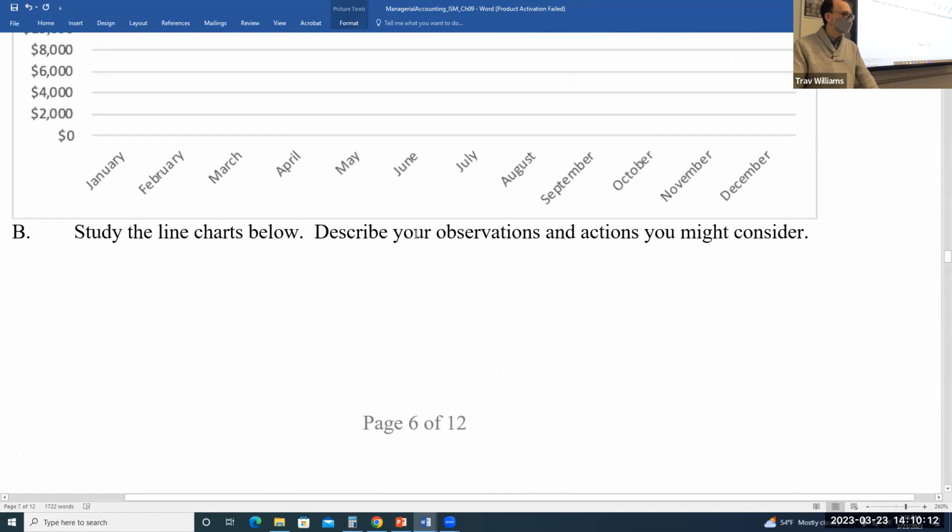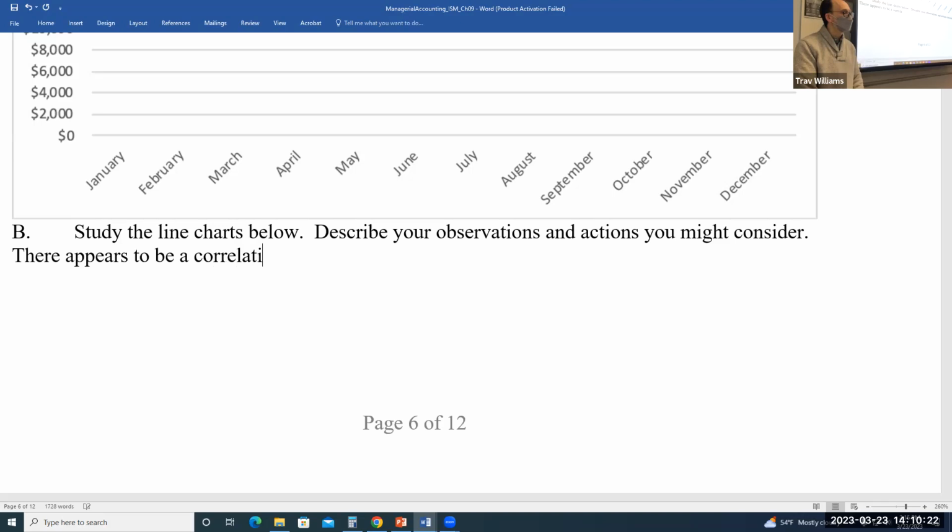So for B, again, describe our observations. We could say something like there appears to be a correlation between the heat, the air conditioning maintenance, and, shouldn't say maintenance issues, the air conditioning maintenance issues, and the scrap leather.